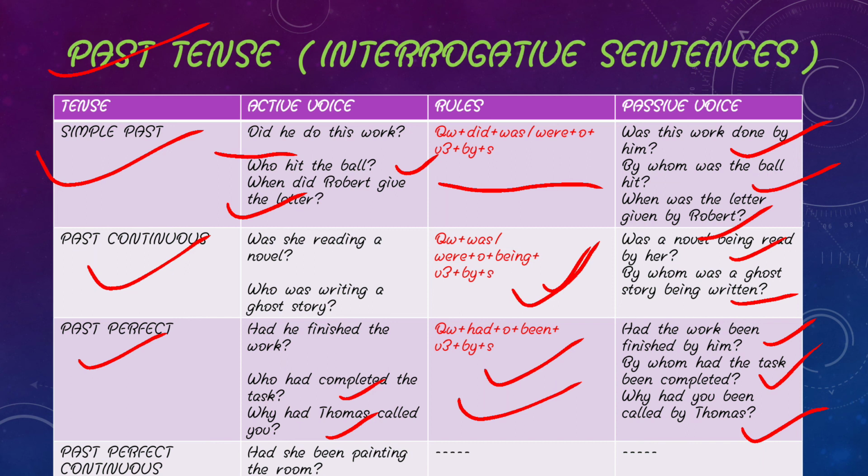Now, look at the past perfect continuous. Here we need to remember, as we learned in the present tense also, that present perfect continuous sentences will not change their voice. Similarly, past perfect continuous sentences also cannot change their voice.